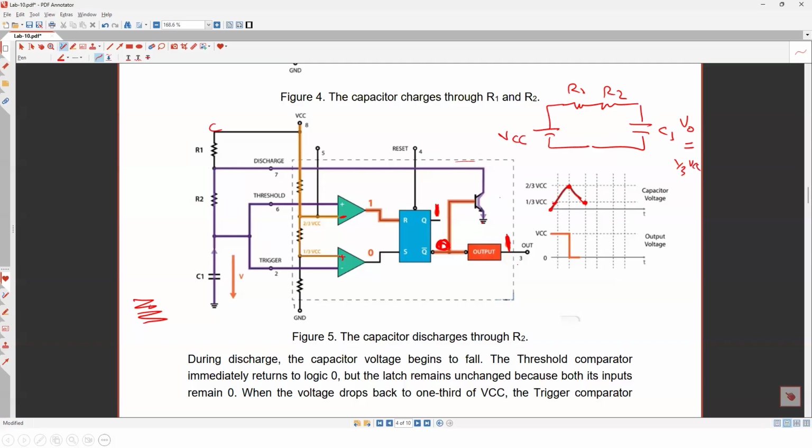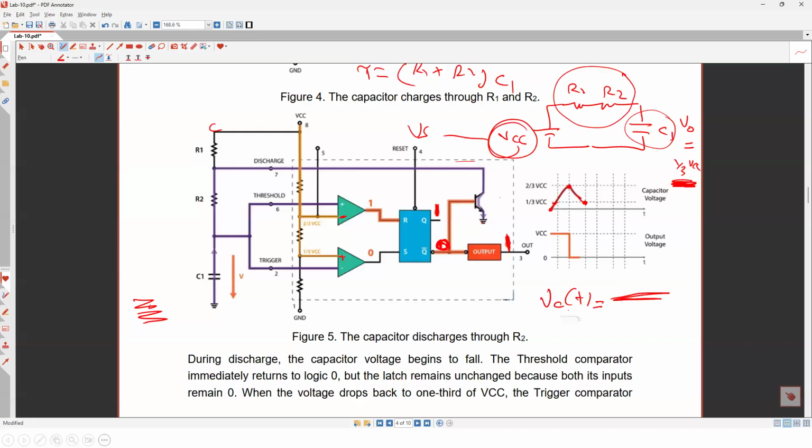Now, in order to use the formula, because I'm asking you to do that in the pre-lab, to get the formula you need to get the equation. As I told you in the lecture, you need three things. This is R, this is C, so tau should equal (R1 plus R2) times C1. Then VS is VCC, because it's charging from VCC. The initial voltage is 1/3 VCC. Given these three pieces of data, you should be able to get the formula for V capacitor as a function of t.